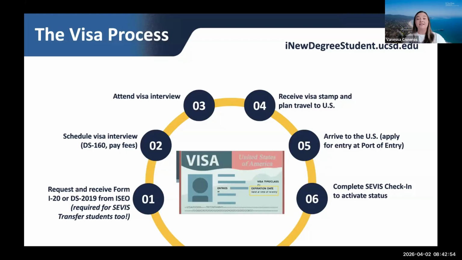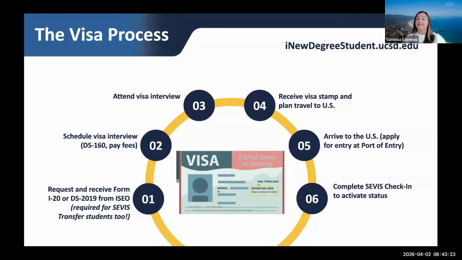So this information in today's webinar will be relevant for you. Step 2, if you are in need of an F1 or J1 visa stamp in order to enter the United States, then the next step, once you've received your Form I-20 or DS-2019, will be to schedule your visa interview. This will involve submitting the visa application, the Form DS-160, to your local embassy or consulate and paying the required fees.